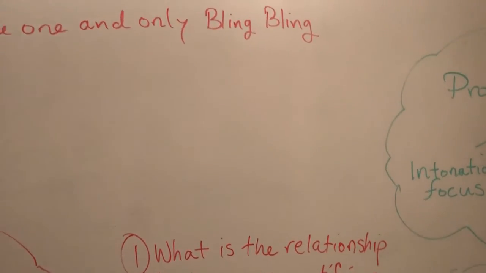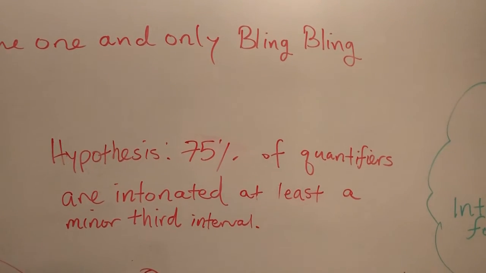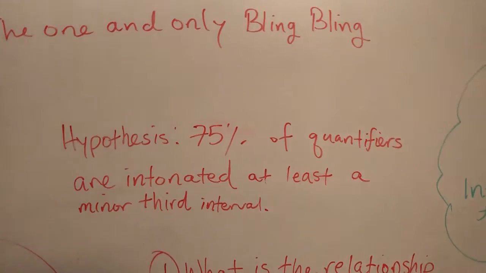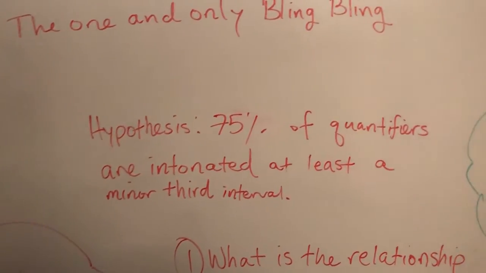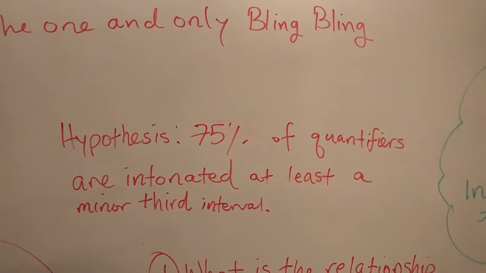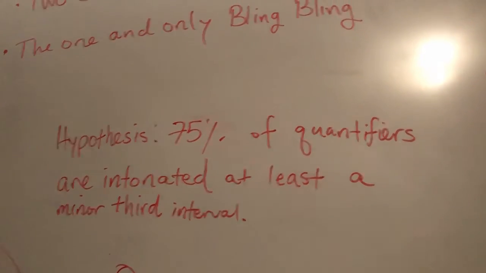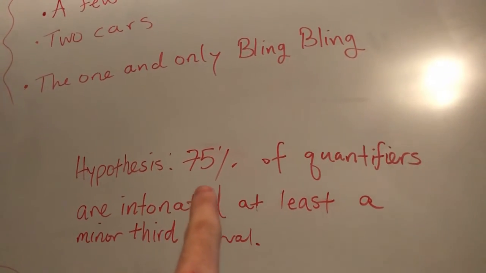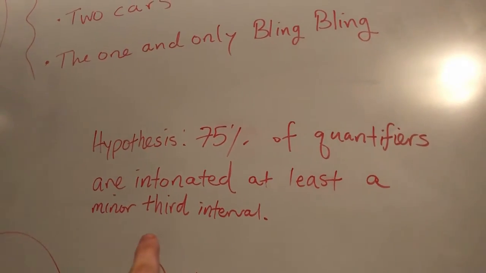My hypothesis, I'll now write it down. My hypothesis is that 75% of quantifiers are intonated at least a minor third interval. And this is something, minor third, that we can measure straight from the frequencies and the ratios of frequencies that we get. So I would like to note that the parameters in this hypothesis can be tweaked to strengthen or weaken it. In particular, the probability can be raised or lowered, and the interval can also be made larger or smaller.